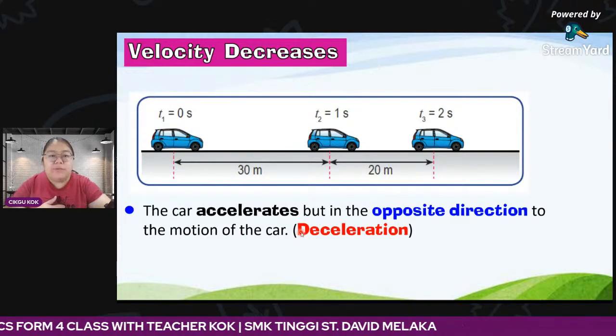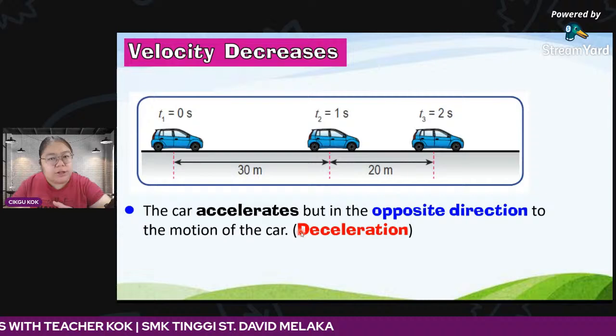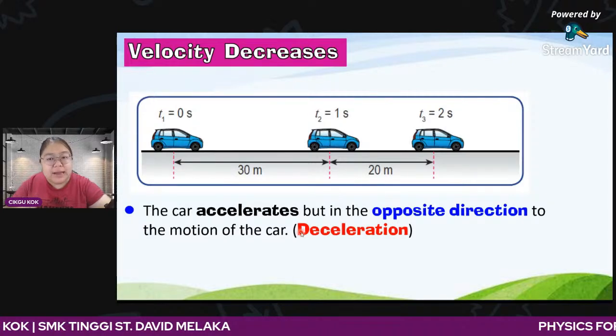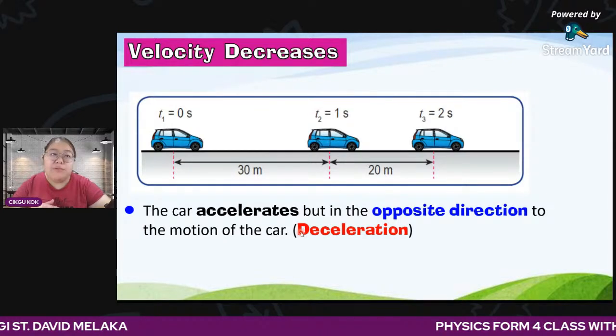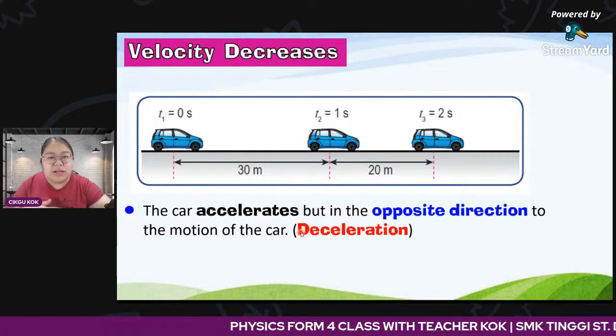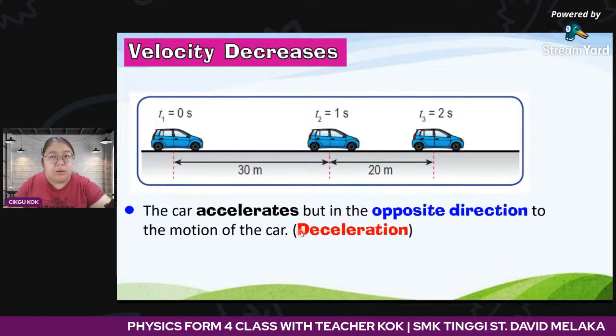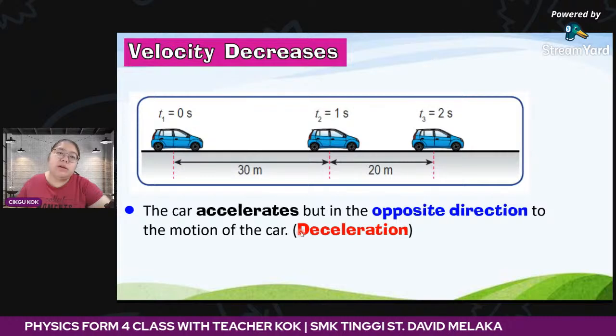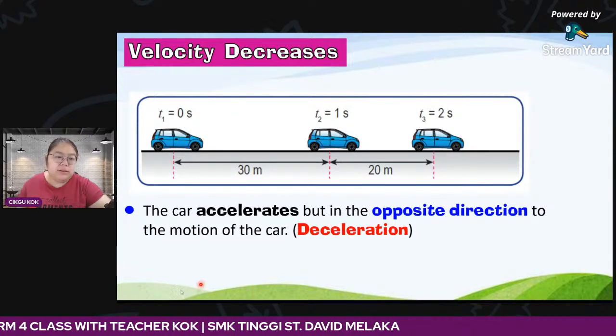Okay, so if the question asks about the acceleration, then you must mention the acceleration is in the opposite direction, meaning we can say negative acceleration. Okay, negative acceleration, then you understand there's a slowdown. So this one is a velocity decrease.